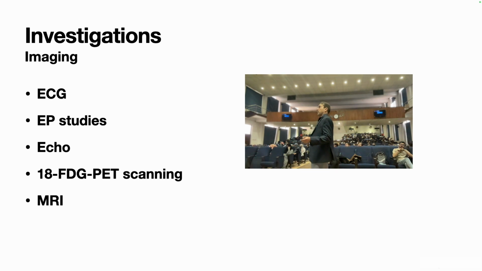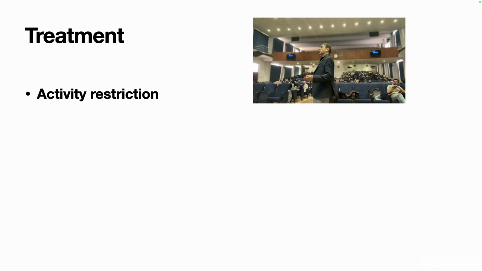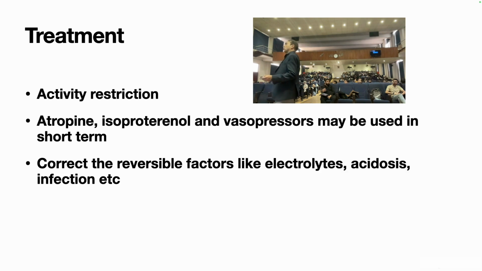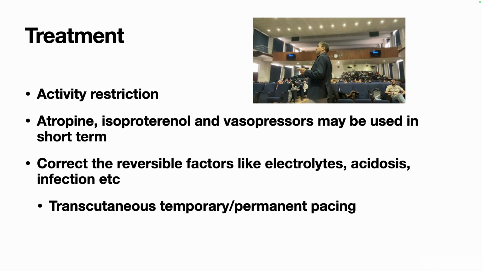Cardiac MR. What's the treatment? Activity restriction, atropine, isoproterenol, and vasopressors may be used for short term. Correct the reversible factors, and use transcutaneous, temporary or permanent pacing depending upon the patient's condition. If it is a temporary condition, for example the heart block is because of overdose or toxicity of beta blockers, you may put in a temporary pacemaker. When the beta blockers are removed from the circulation, the block starts reversing. So you may need a temporary or a permanent pacemaker depending upon the patient's condition.